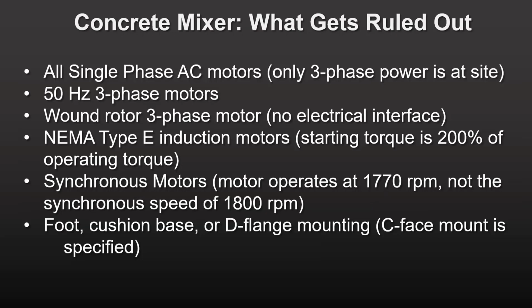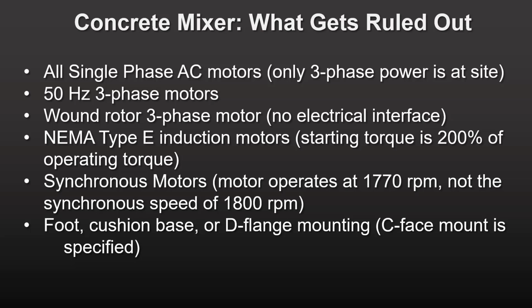Here's the motors that we can rule out from the start. We can't specify a single-phase AC motor because we don't have single-phase AC power at the job site. We don't want a 50 hertz 3-phase motor because the job site has 60 hertz 3-phase power. We can't use a wound motor 3-phase motor because we don't have the electrical interface for it. We can't use a NEMA Type E induction motor because our starting torque is 200% of operating torque, and starting torque of a Type E motor ranges only up to 190% of operating torque.